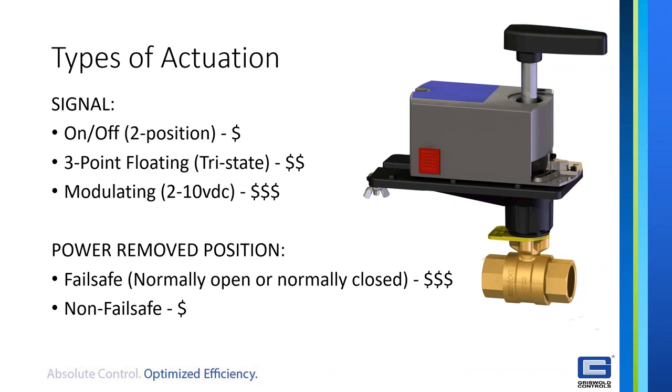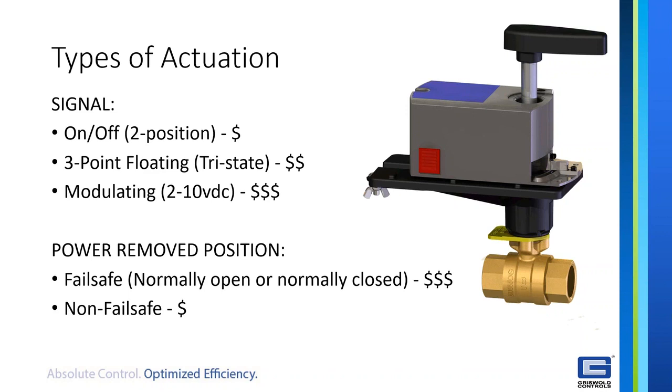Sometimes if you're looking at a quote request, it doesn't say fail-safe. It'll say something like spring return or SR, or it'll say NO for normally open or NC for normally closed. Those are the abbreviations that are used. If you see FS for fail-safe, or SR, NO, or NC, those all basically mean it's a fail-safe, so you want to make sure to quote that.